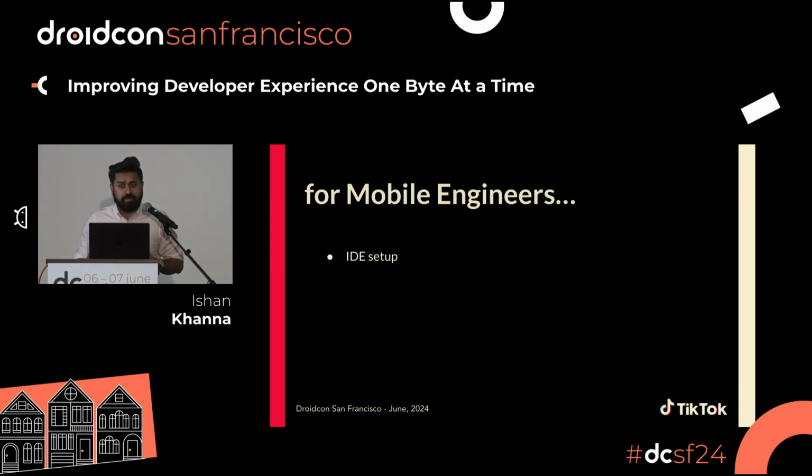For mobile engineers specifically, when I'm talking about these aspects, I'm particularly interested in the IDE setup. So when you download Android Studio or IntelliJ, how quickly can you get a developer to make their first build or even submit their first merge request or a pull request? What does the build performance look like?